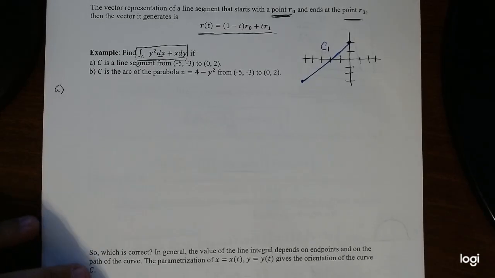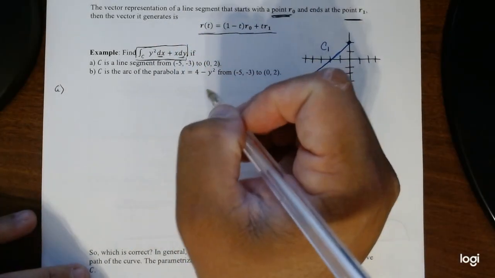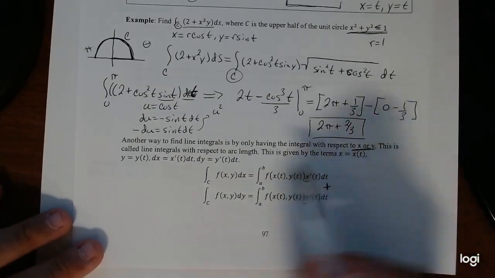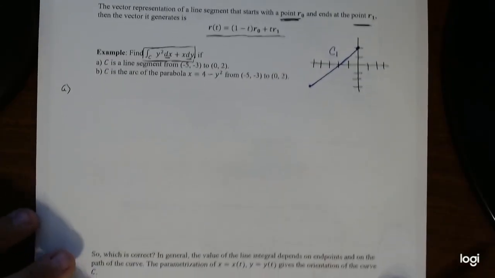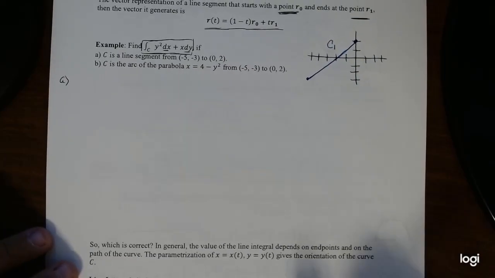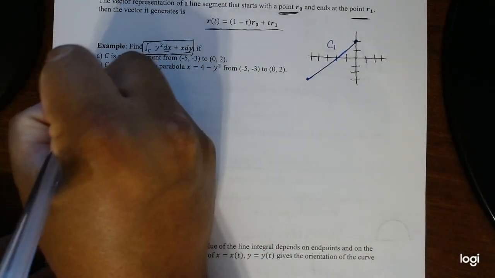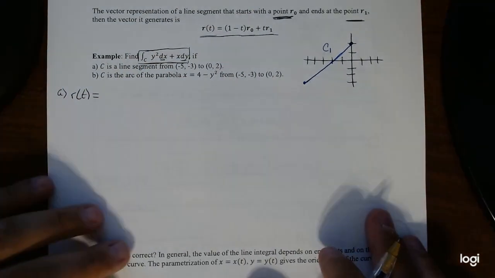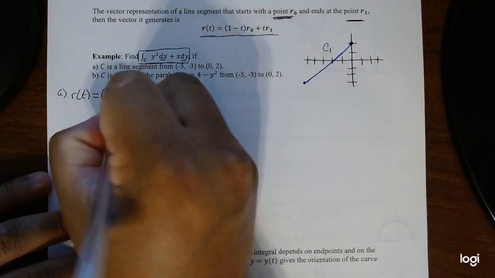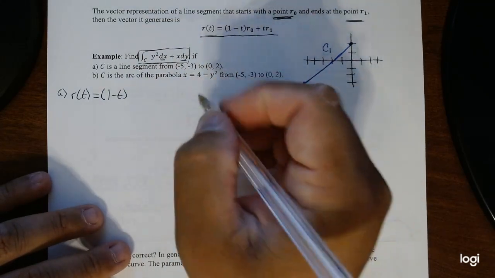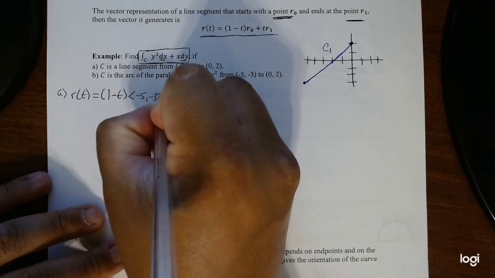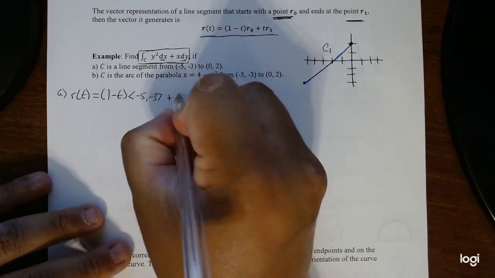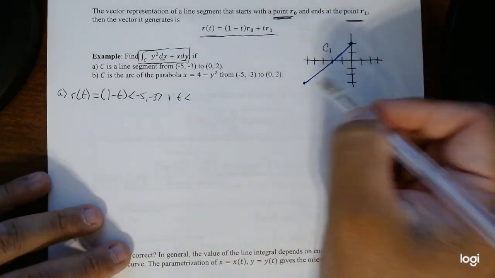Okay. Now, because everything's in terms of x and y, we have to figure out what's going to be our x representation and our y representation. That's where this vector representation comes into play. So we're going to find the vector representation given our initial and terminal point. So it's just going to be (1 minus t) times our initial point, in vector format, so it'll look like this. And then plus t times the terminal point, which is there.